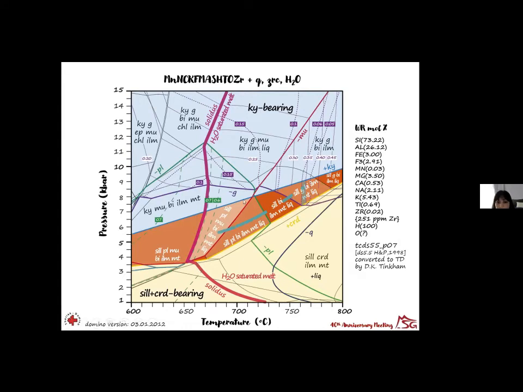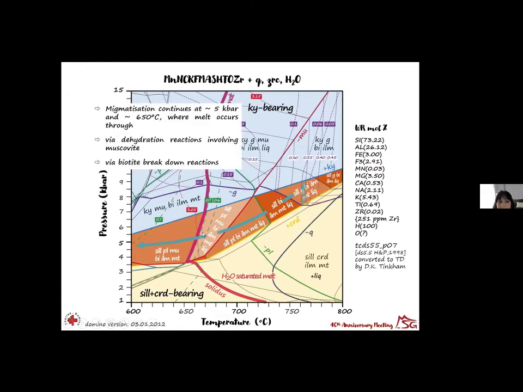Then the rocks continue retrogression, crossing the garnet outline, the plagioclase inline and the muscovite inline, and cross the solidus at about 5 kilobars and 650 degrees.